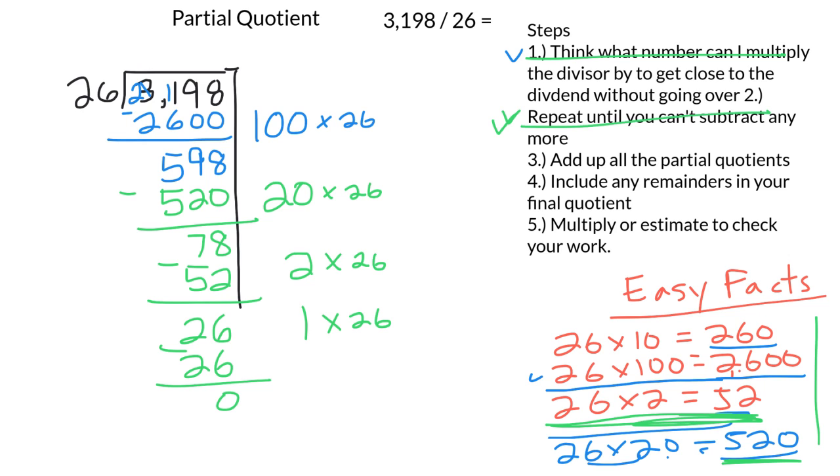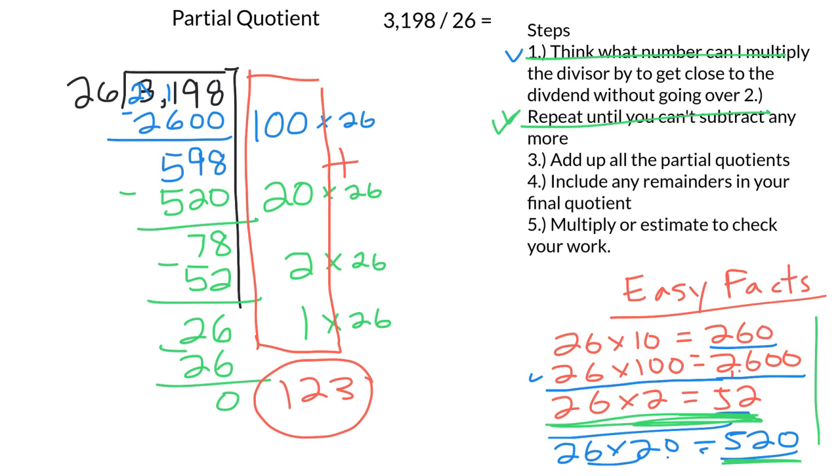Now we're on part 3. Now we are going to work on adding up all of our partial quotients, and then we're going to include any remainders in our final quotient, which I do not see. So what we're going to do is box these big numbers that we multiplied our divisor by, and we are going to add them all up. Now, if you need to rewrite them to line up place value, you can. I see right now in ones place I have 3, my tens place I have 2, and my hundreds place I have 1. So our final quotient is going to be 123.